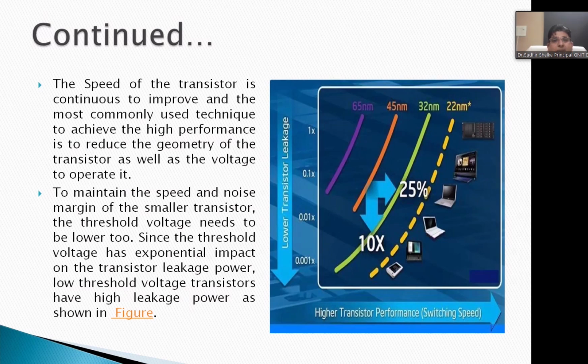To maintain the speed and noise margin of the smaller transistor, the threshold voltage needs to be lower too. Since the threshold voltage has an exponential impact on the transistor leakage power, low threshold voltage transistors have high leakage power, as shown in the figure. As you know, high transistor performance means high switching speed, so lowering this leakage is needed. So ultimately that has been achieved.